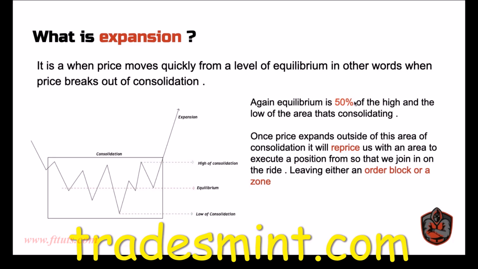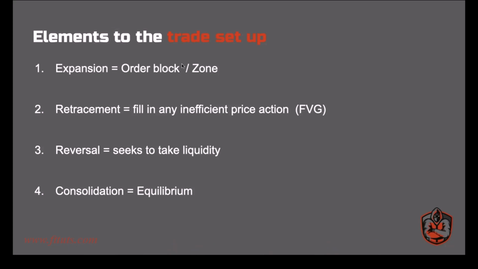Now again, equilibrium is 50% of the high and the low of an area that consolidates. So this is our consolidation, this is the high of the consolidation, and this is the low of the consolidation. So equilibrium will be 50% of it. Okay. Now once price expands outside of this area of consolidation, it will reprice us with an area to execute a position from, so that we can join in on the ride, leaving either an order block or a zone. Now remember when I told you guys to write down expansion equals order block or zone?